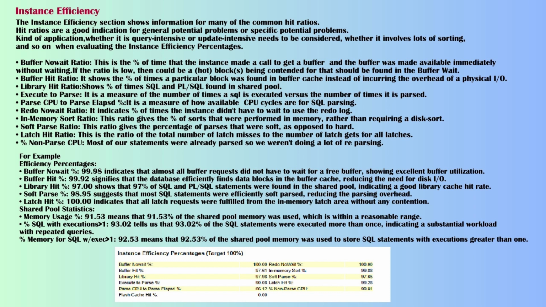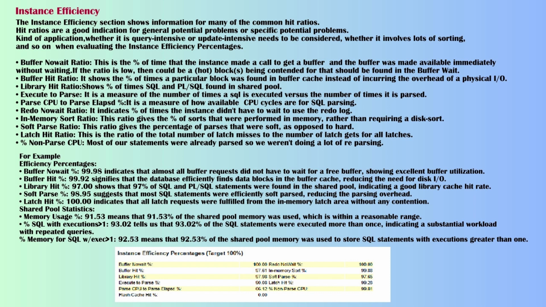Buffer hit ratio, also known as the buffer cache hit ratio, shows the percent of times a particular block was found in buffer cache instead of incurring the overhead of a physical I/O, reading from disk. When these buffers are read, they are placed at the most recently used, MRU, end of the buffer cache. Iterative access to these buffers can artificially inflate the buffer hit ratio. This information in those cases could be misleading.